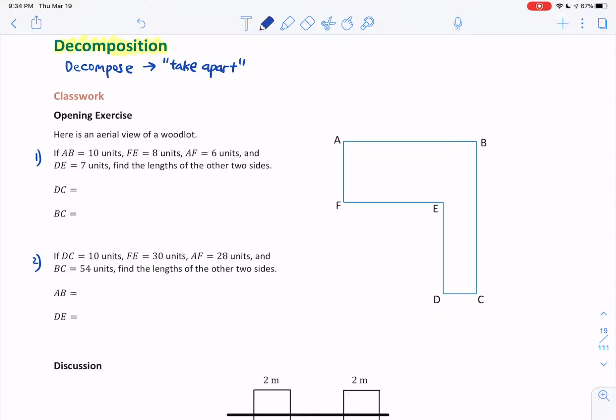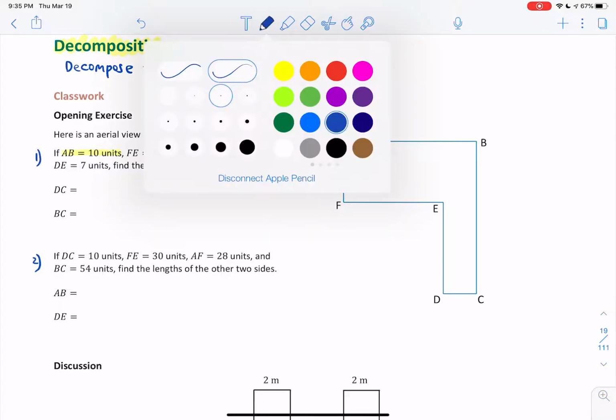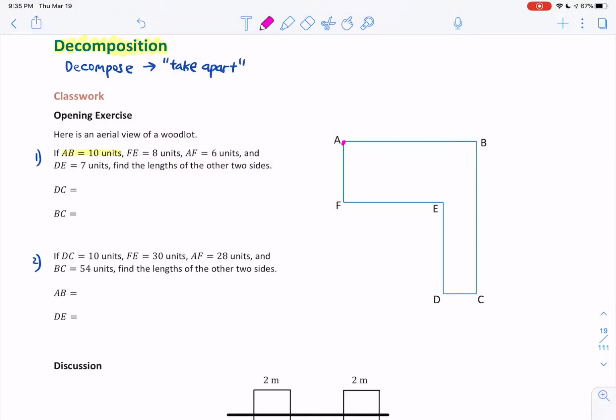So question number 1. AB equals 10 units, FE equals 8 units, AF equals 6 units, DE equals 7 units. Find the lengths of the other two sides. What they mean by this: AB means the line that is formed when you connect points A and B. If I search for A, it's right there, and there's B. The line segment that connects these two is 10 units, so I'm going to label it with the number 10.